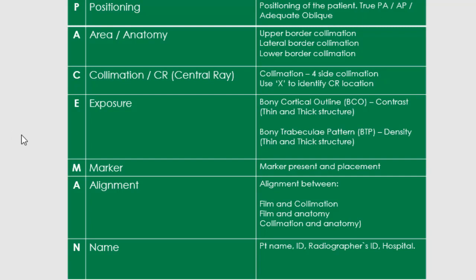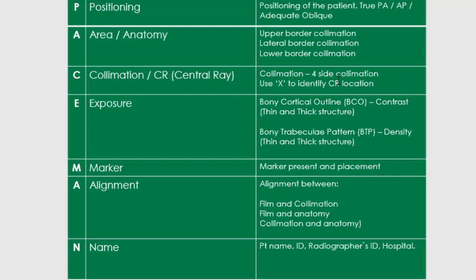The next one is the area, where we will check basically the anatomy that should be included within the projections, the collimated area. If it is cut off, then we have to repeat. So usually we'll check the upper border of collimation includes what structure, lateral border includes what structure, and lower border includes what structure. Next, collimations or CR placement.